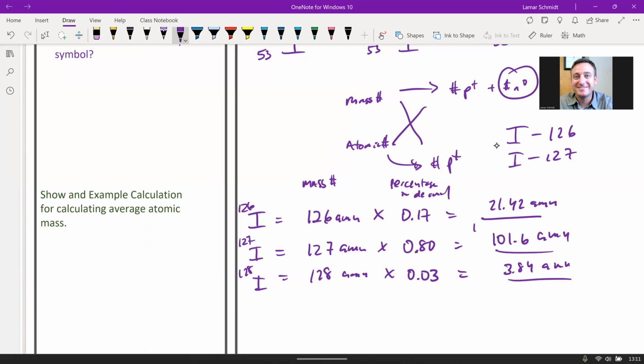So now what we do is we add these values up. And so when we add these values up, we should get, I don't know what we get. We'll see.